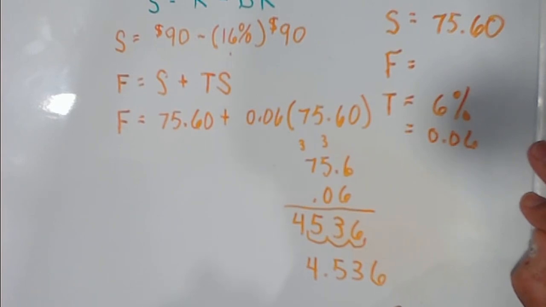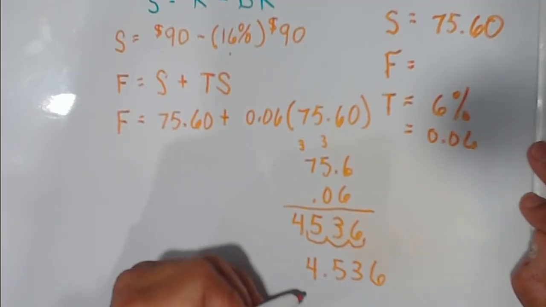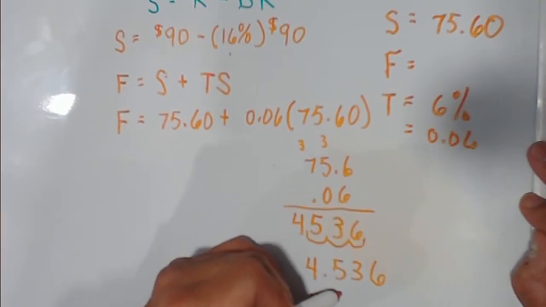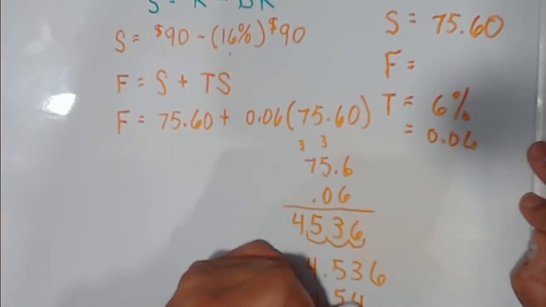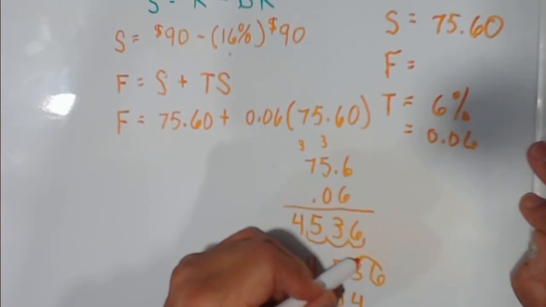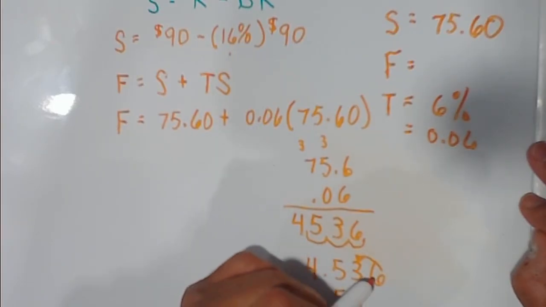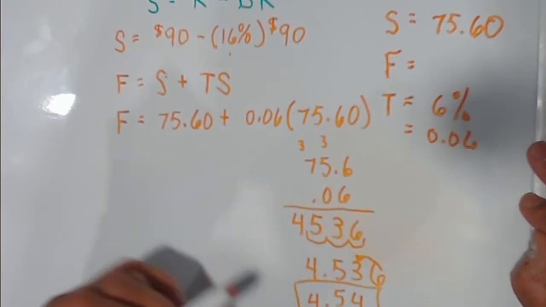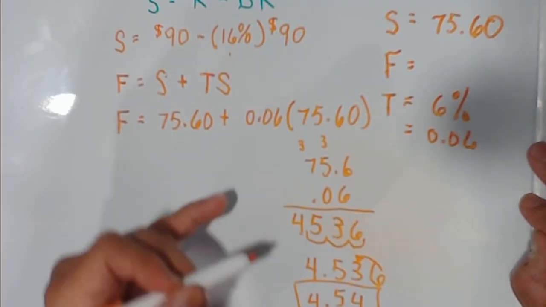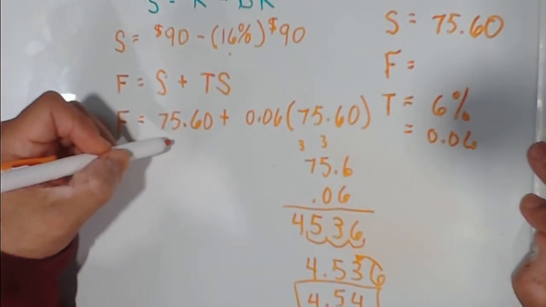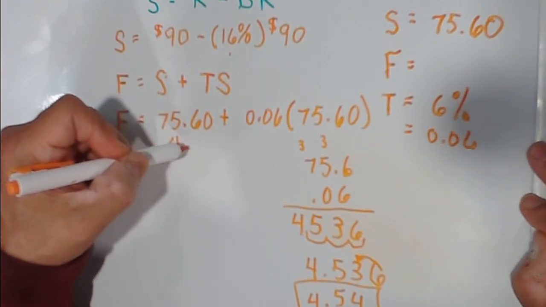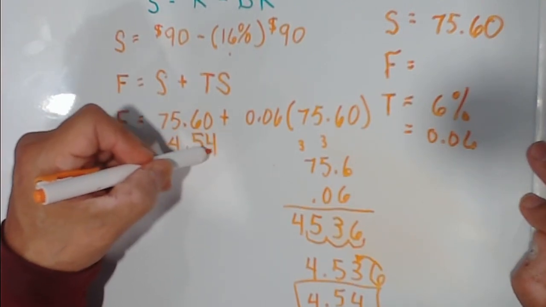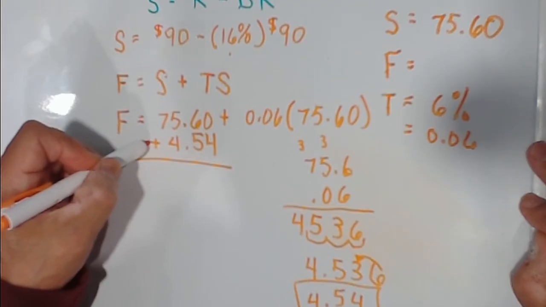But you really can't do that, so we round to the nearest penny, which is $4.54, because the 6 rounds that 3 up to a 4. So that's our tax, $4.54. Now that we know this, I'll put in $4.54 and we'll add it right here.